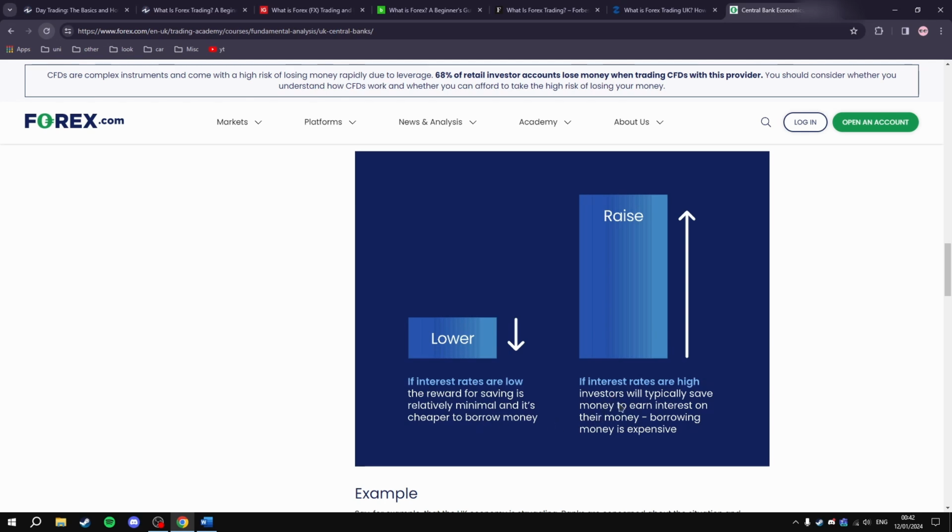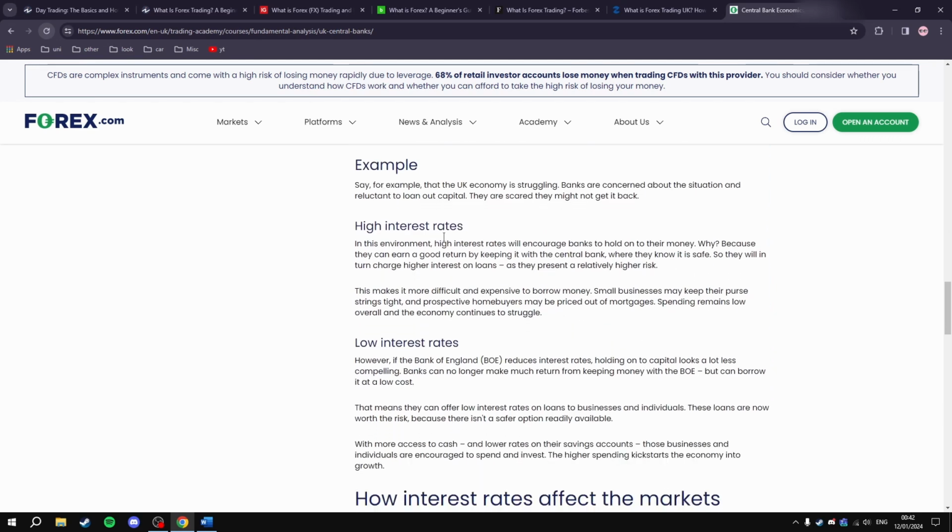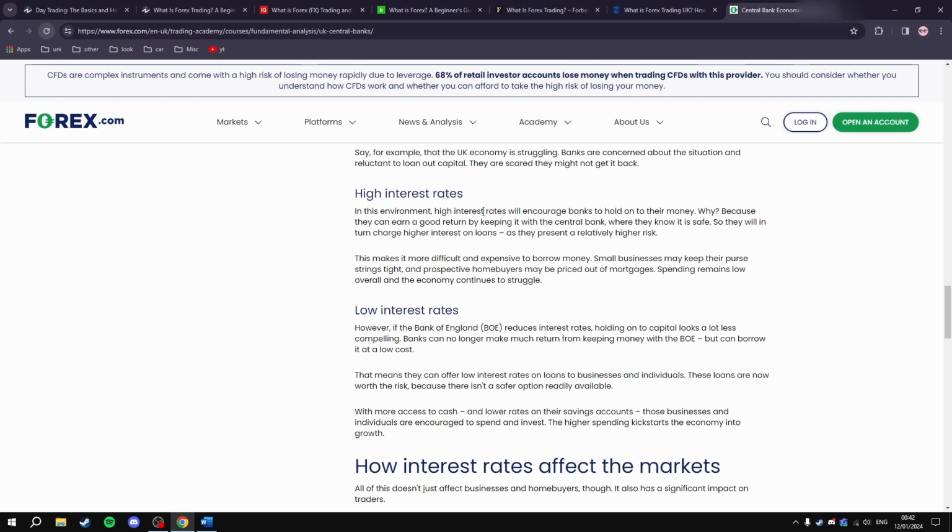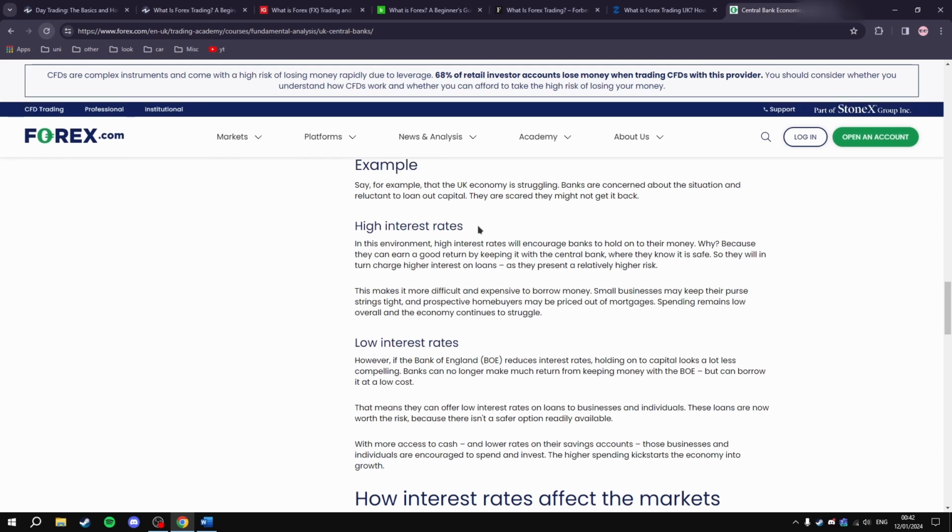If interest rates are high, investors will typically save money to earn interest on their money. Borrowing money is expensive. Example: say the UK economy is struggling. Banks are concerned about the situation, reluctant to loan out capital. They are scared they might not get it back. In this environment, high interest rates will encourage banks to hold on to their money.